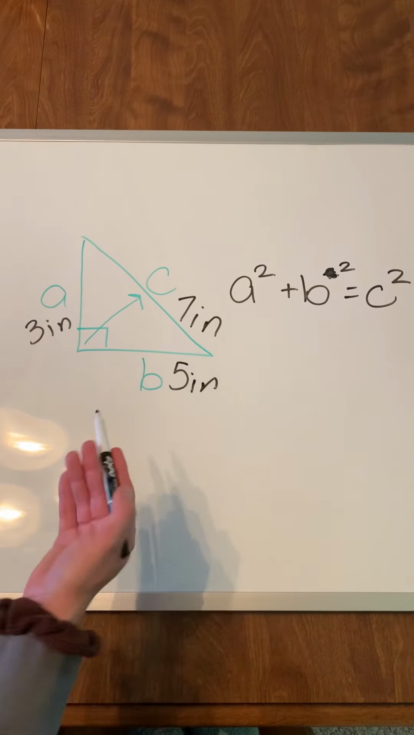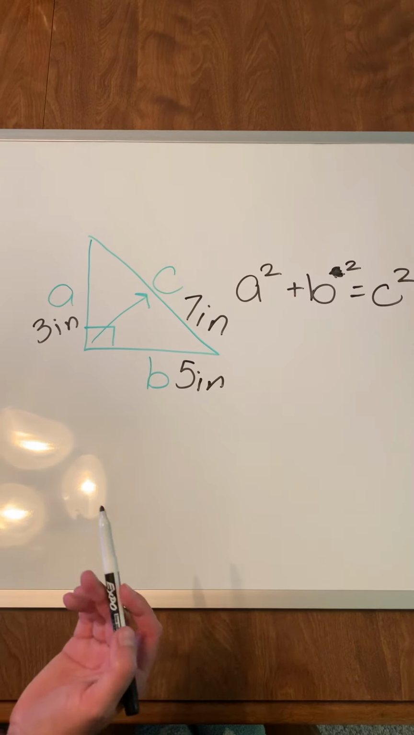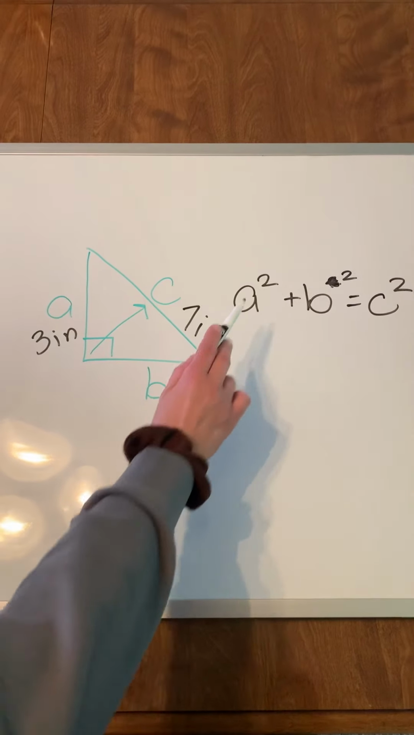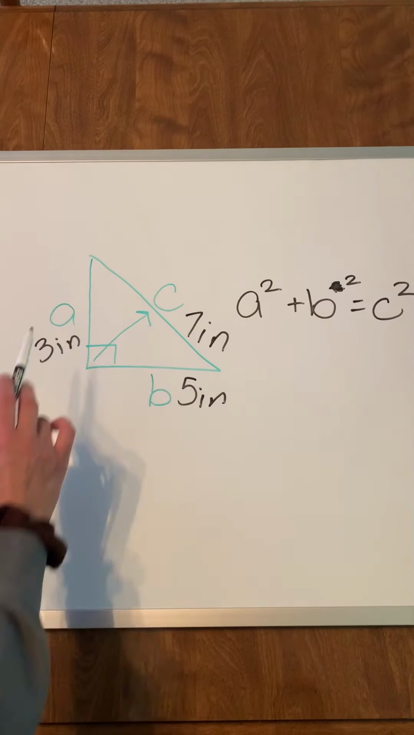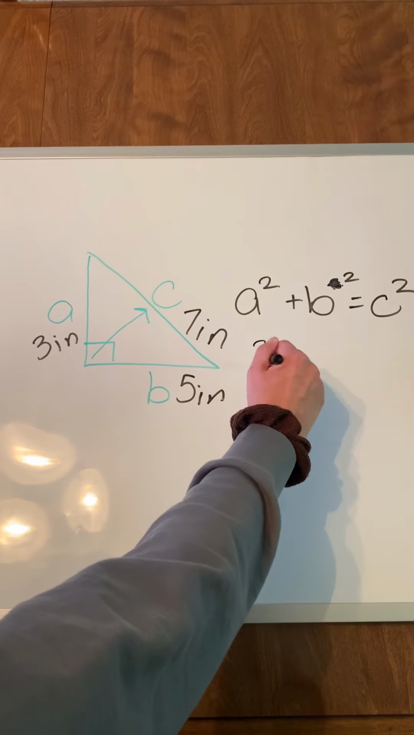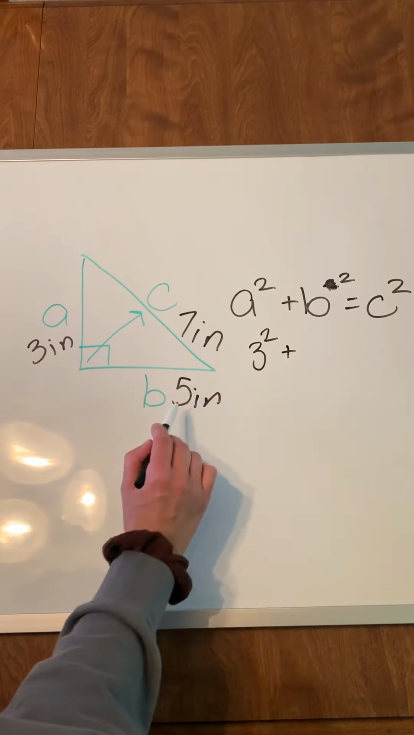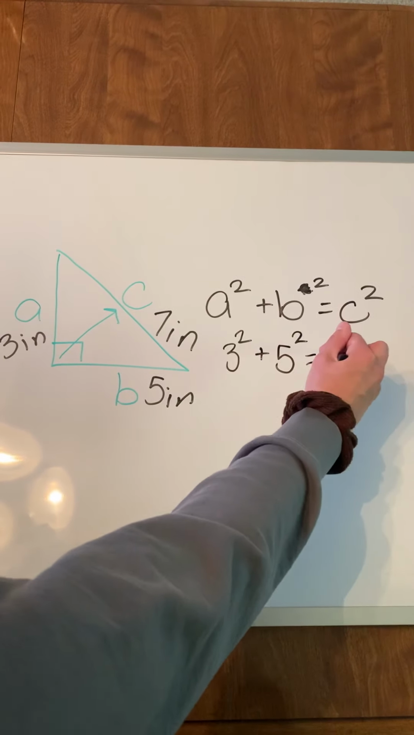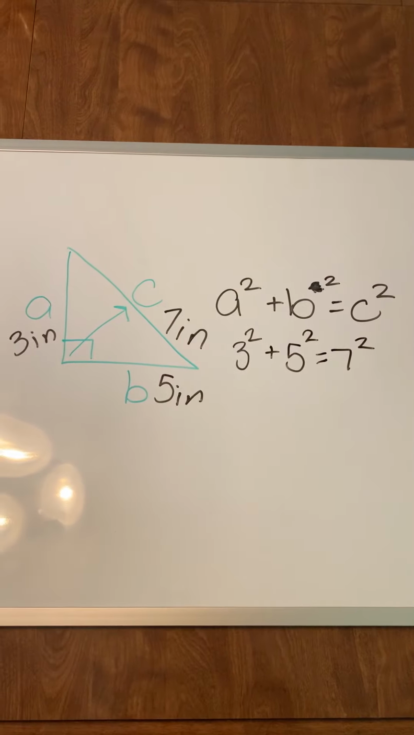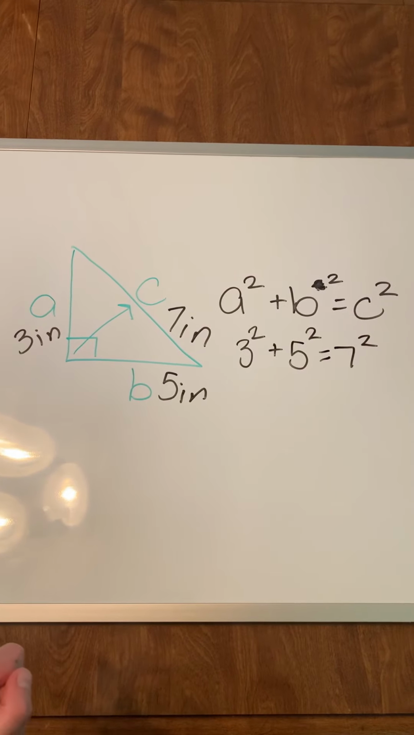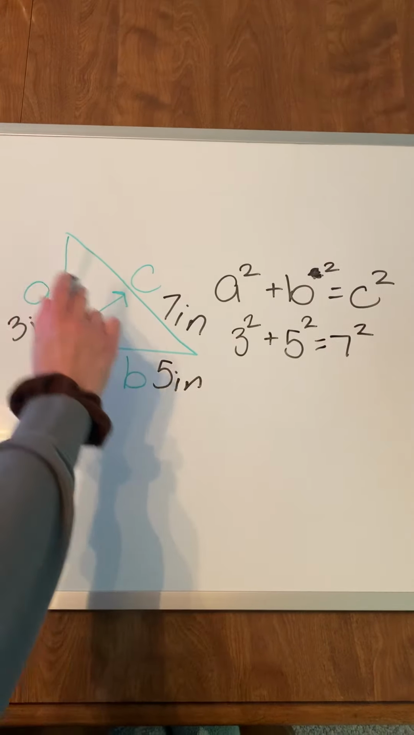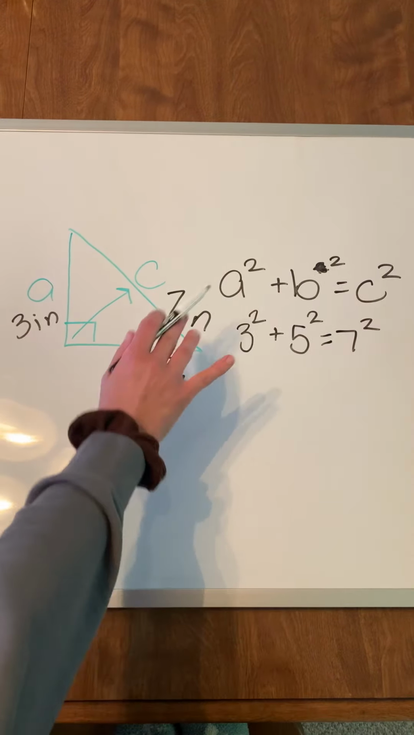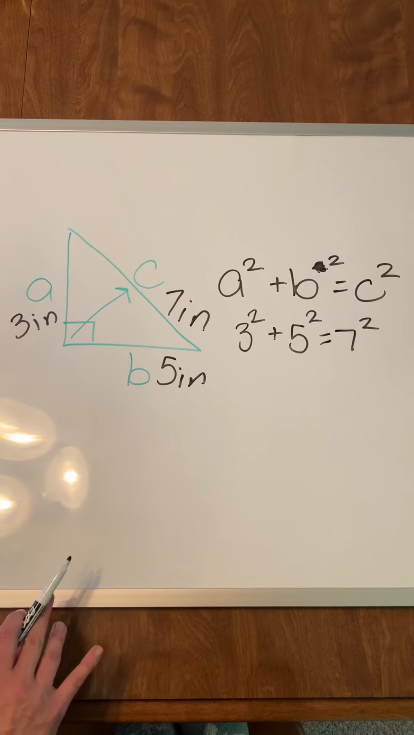So I don't know if this formed a right triangle or not, but we're going to prove it with the Pythagorean Theorem. All I'm going to do is put in the side lengths into my theorem. So A is 3, so it'll be 3 squared, plus B is 5, 5 squared, is equal to C, which is 7 squared. And now we're going to solve this and see if we have a true statement. If we do, then yes, these 3 measurements form a right triangle. If it is not true, then no, those 3 side lengths will not form a right triangle.